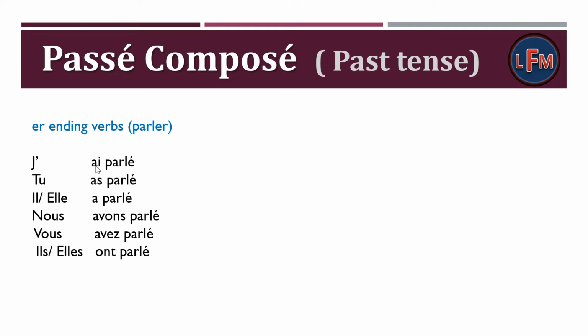So, first we take the auxiliary verb avoir with all the subject pronouns and then the past participle of the verb. With je, the auxiliary verb avoir is ai and then the past participle of the verb is parlé. J'ai parlé, I spoke, you spoke, he or she spoke, we spoke, you spoke, they spoke.